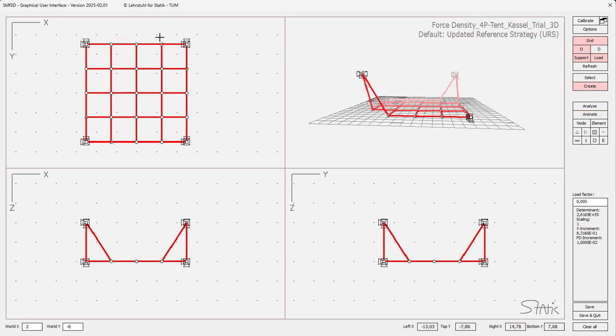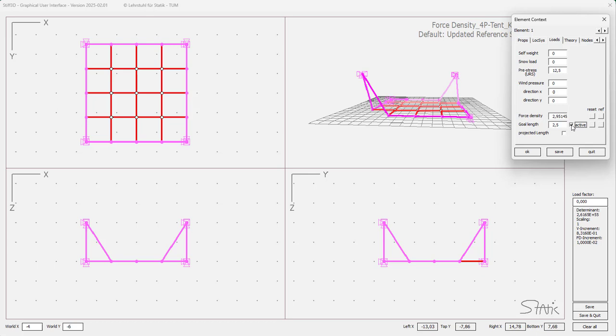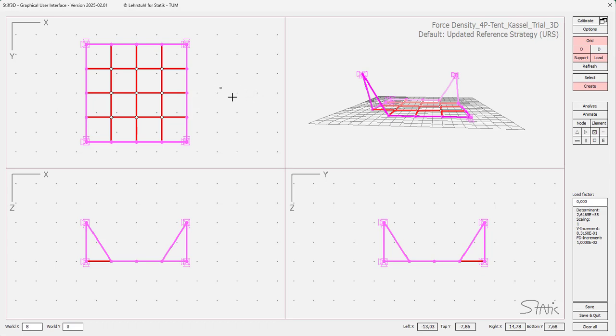Let's go back to creation mode. Let's select the elements of the external cables, and let's just apply additional constraints on the length. Let's go to loads and activate the length constraint, and let's give some reasonable goal length. So 2.5, that's exactly the length of the undeformed grid here. It does not make sense, of course. You have to make it a little bit larger. Let's take 2.8. Deselect the element.